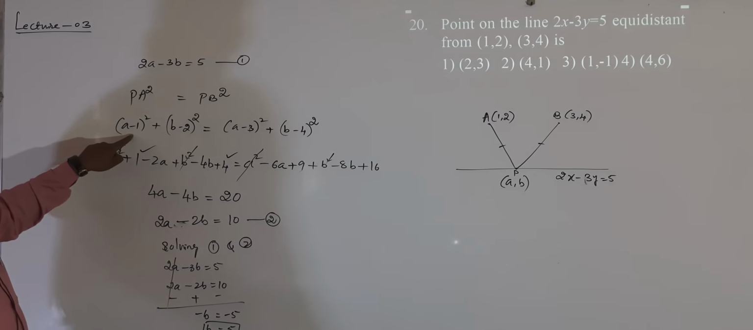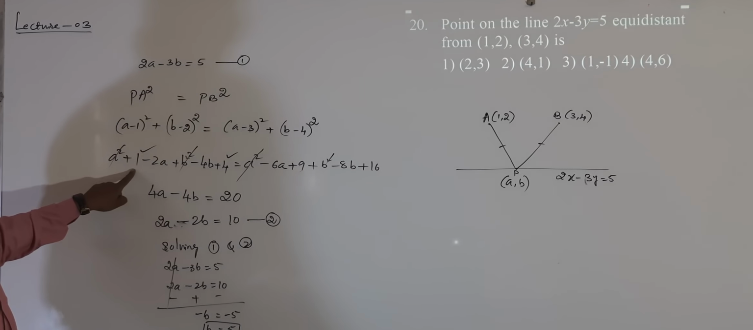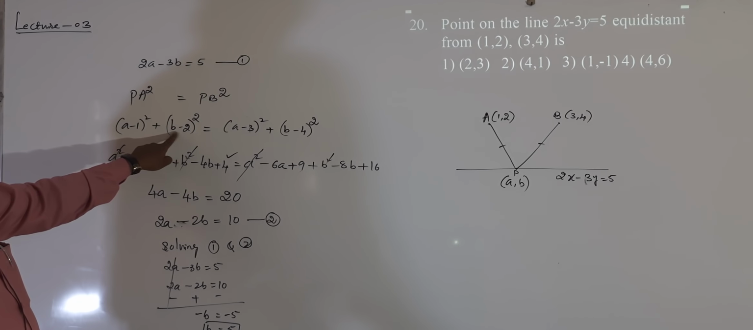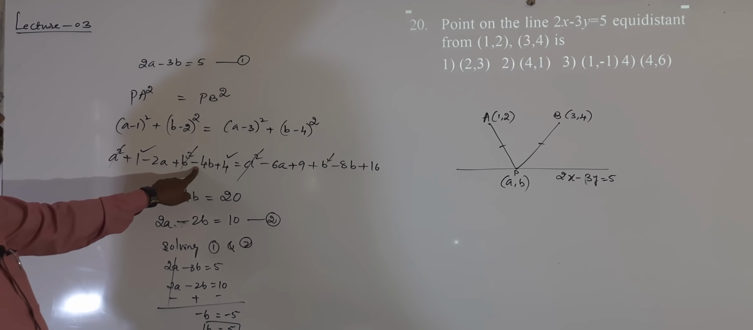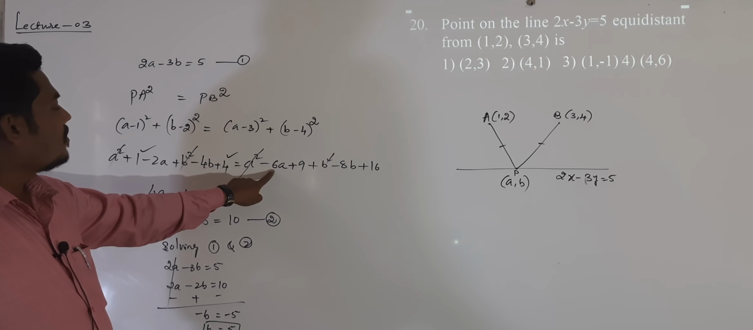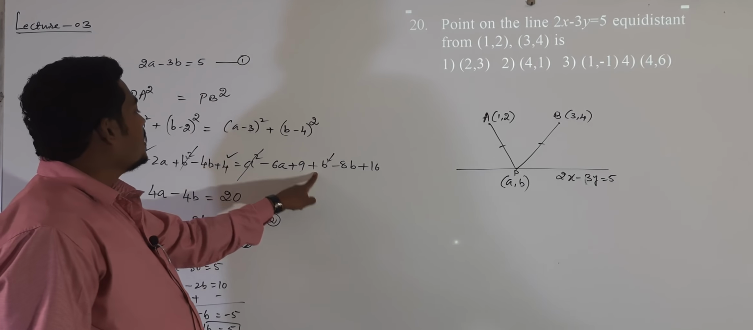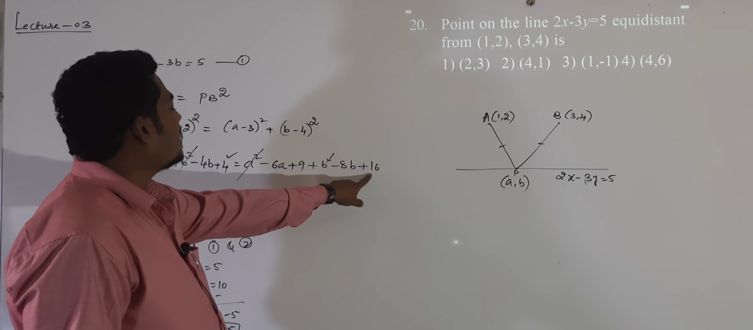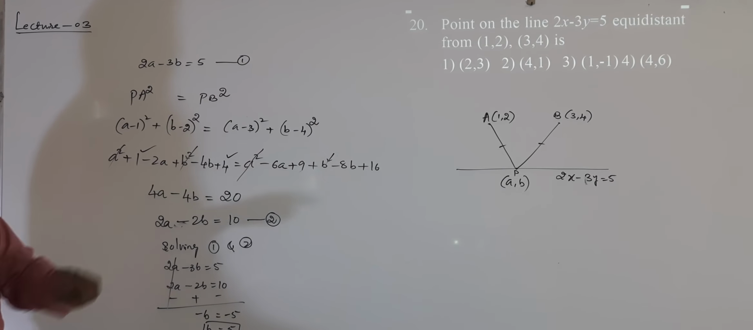Sorry, (A minus B) whole square is A square plus B square minus 2AB, plus (B minus 2) whole square is B square minus 4B plus 4. In the RHS, A square minus 2AB minus 6A plus B square plus (A minus B) whole square, which is A square minus 2AB plus B square, right? After that, the A square terms get cancelled, and the B square terms get cancelled.